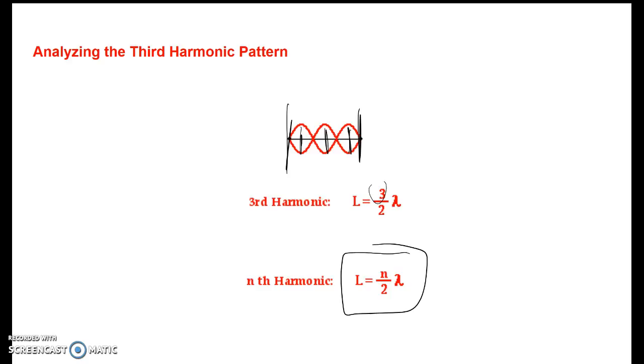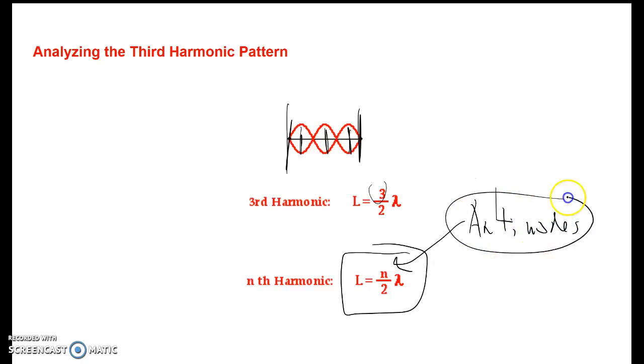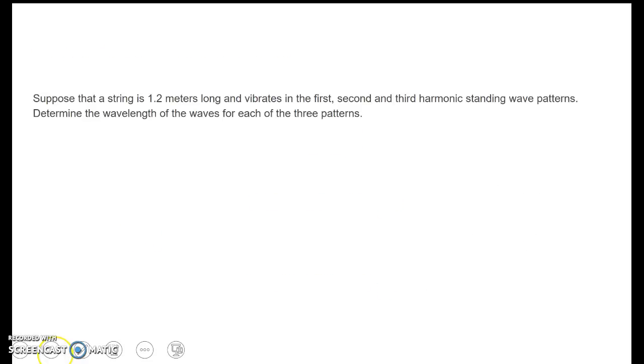times wavelength. Okay. When we look at n, n is just going to be our antinodes. So as long as we know the number of antinodes and the wavelength, we can find the length and so forth, right? So that's our equation. We have to know antinodes. So let's look at some problems here.